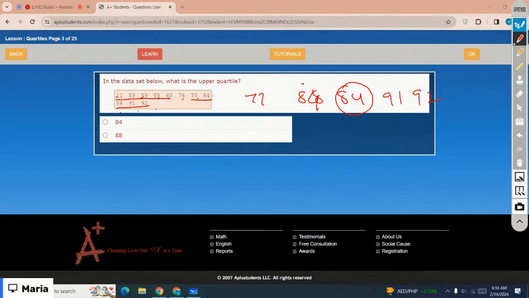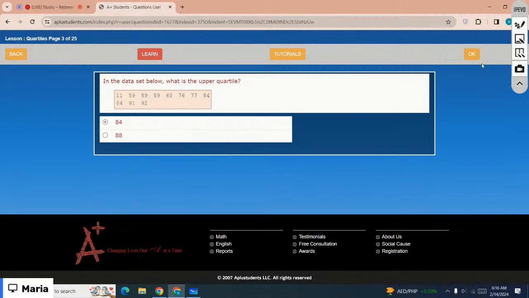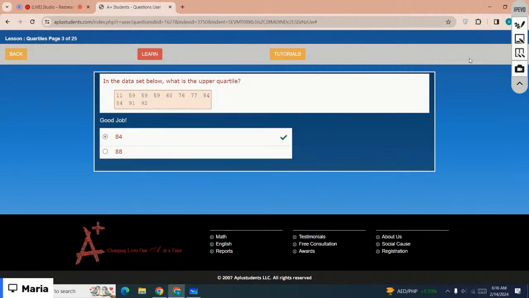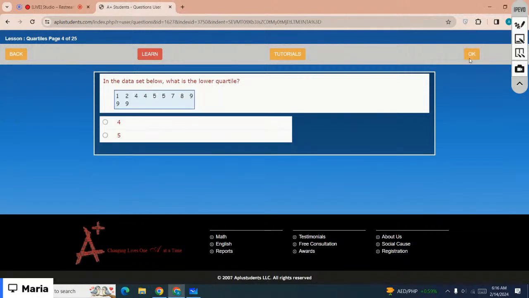Okay, good. If you still have a question, please ask. I'm here to answer all your questions. That is 84, right? Now for the next question: in the data set below, what is the lower quartile? So which is the correct option? For the lower quartile, you need to find the lower half.